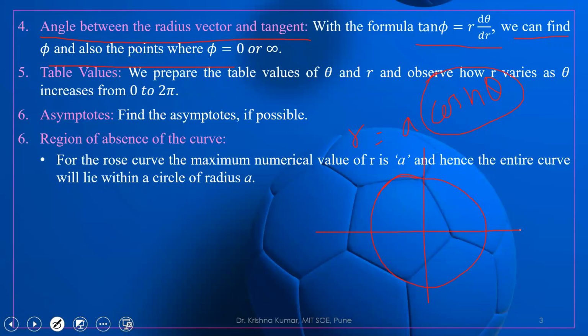So we have to first draw the circle. If you want to trace the rose curve, what will we do? We will first draw the circle of radius A, and then we trace the curve inside the circle.